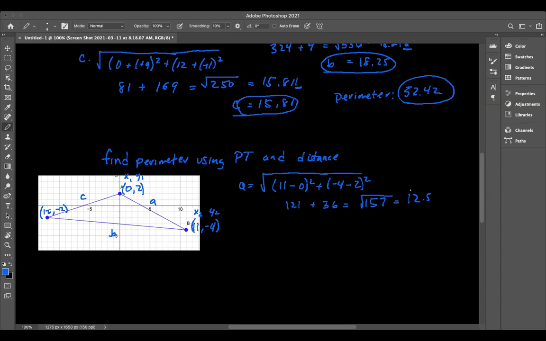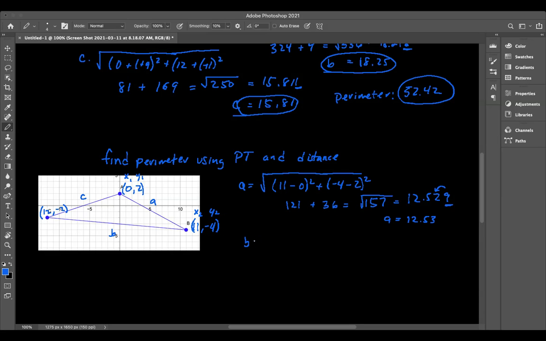The digit here in the thousandths place is a 9 after rounding, so we round up to make this 3. So this would be 12.53. That would be the answer to the first portion, the first side.